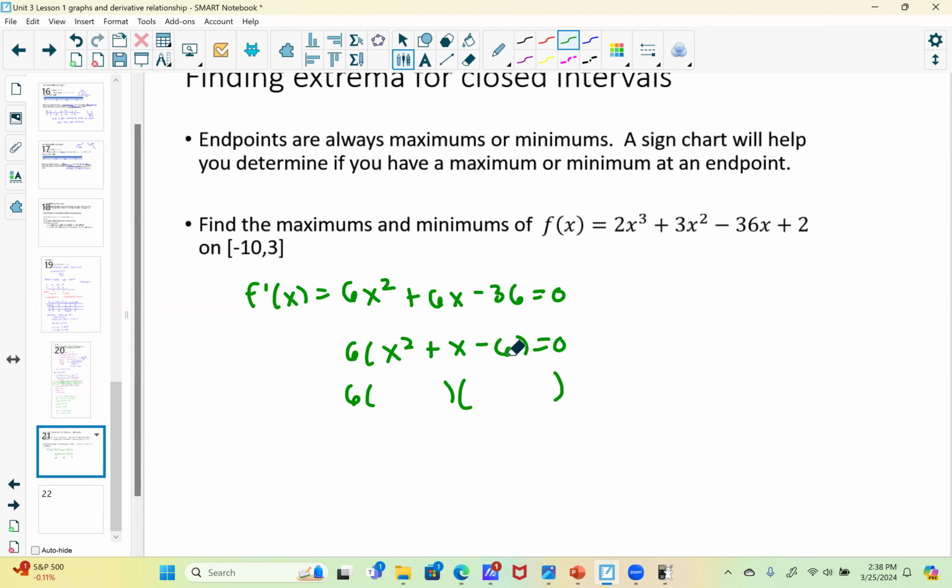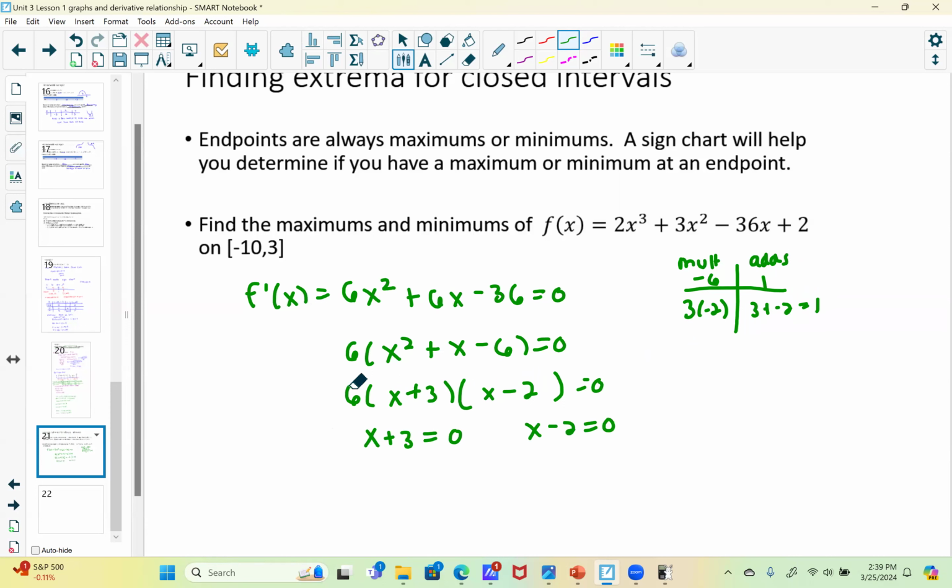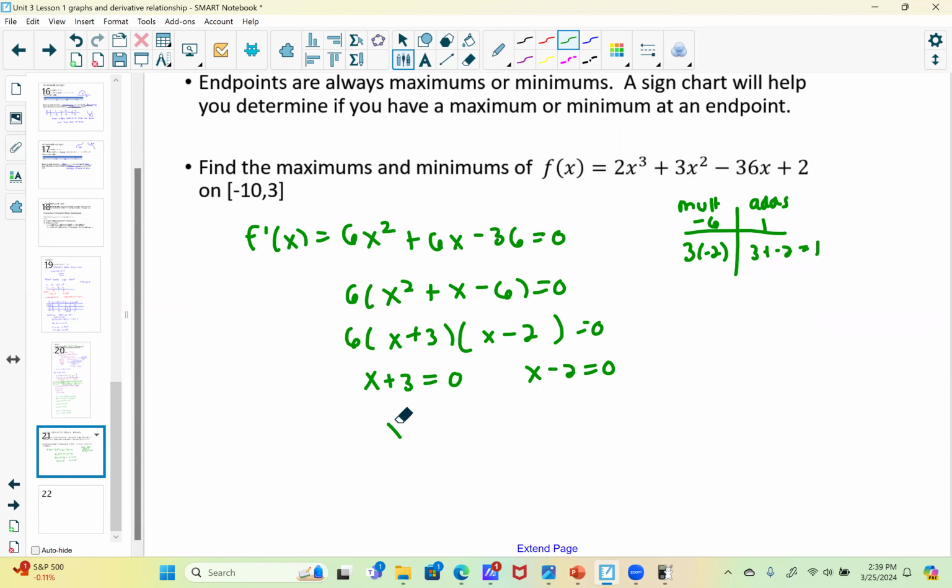I want what multiplies to -6 and adds up to +1. So that would be 3 and -2. That adds up to a +1. So I would have x plus 3 and x minus 2. And then I'm going to set all my factors with an x equal to 0. So I have x plus 3 equals 0, x minus 2 equals 0. I don't do anything with the 6 because 0 divided by 6 is just 0. So I get x equals -3 and x equals 2. Those are my two critical values.